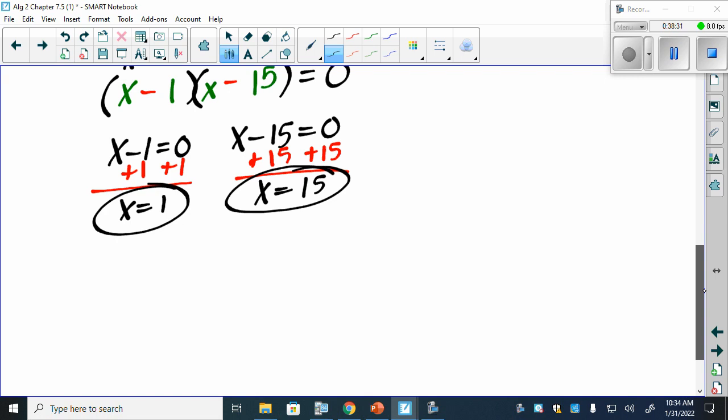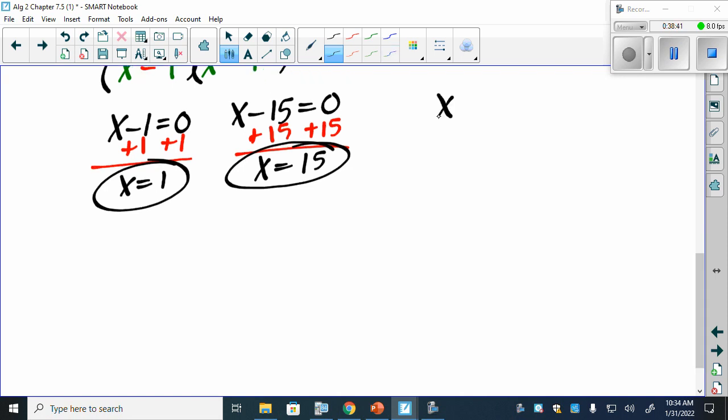Now we do need to check and make sure that we didn't have a restriction for one of our values. And the two denominators in this case were x and x minus 5. Well, the restriction for this one would be x cannot equal 0, and for this one here, x cannot equal 5. But did we have 0 or 5 as one of our solutions? No. So the solutions for this here are 1 and 15.